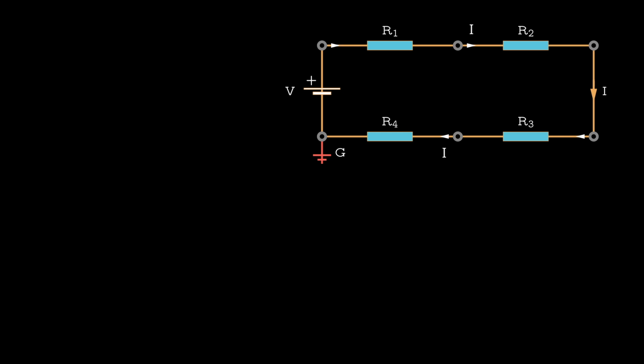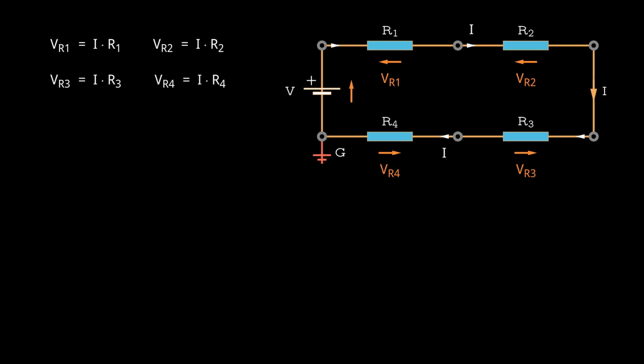The total resistance in a series circuit is simply the sum of the individual resistances, and this is what we'll explore next. When current flows through a resistor, according to Ohm's law, there is a voltage drop across the resistor. This voltage drop across each resistor can be described in terms of the current flowing through it and the resistor's value.